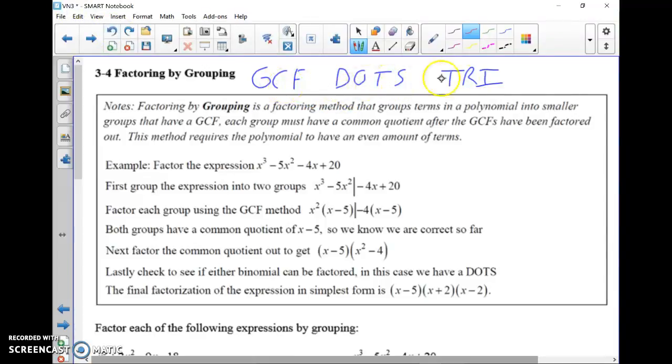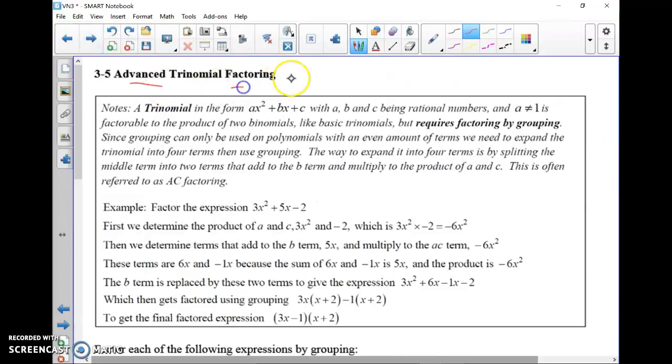But you have to be able to recognize the different types of factoring. GCF is when there's something in common. The difference of two squares is two terms, a subtraction sign in the middle, square numbers, even exponents. And the trinomials are three terms. And again, we've talked about how the last video was basic trinomials where there was no number in front of x squared except for that invisible 1. But we will eventually see more advanced trinomials in 3.5, advanced trinomials.